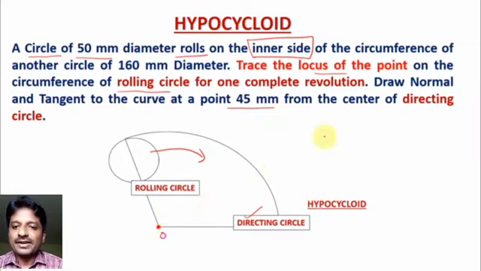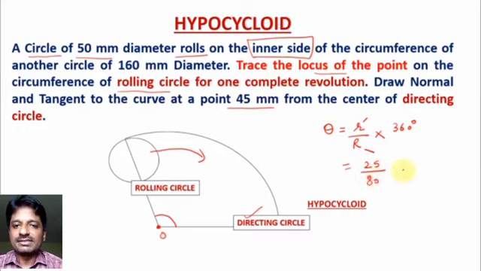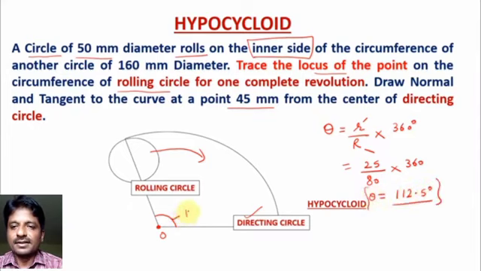Now we have to find this angle. We have the sector angle formula: small r is the radius of the rolling circle, big R is the directing circle radius, into 360. In this case it is 25 divided by 80 times 360, and we are going to get an answer of 112.5 degrees.